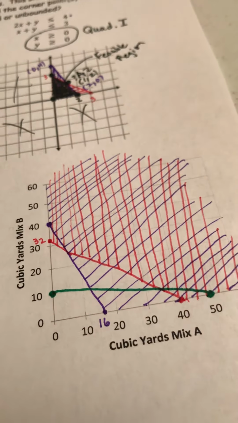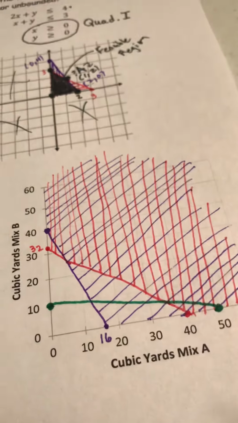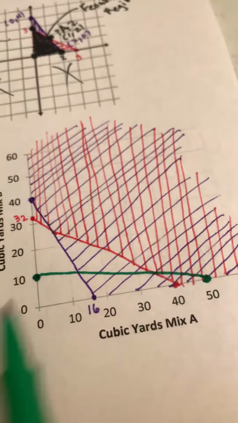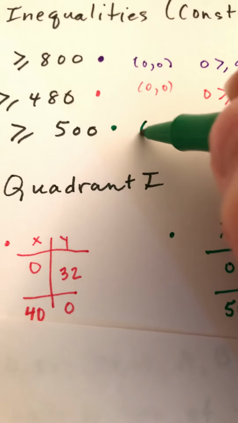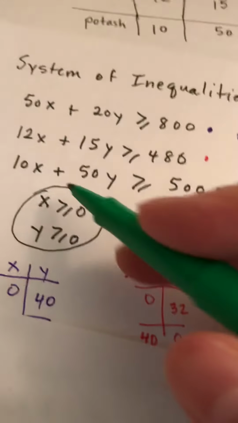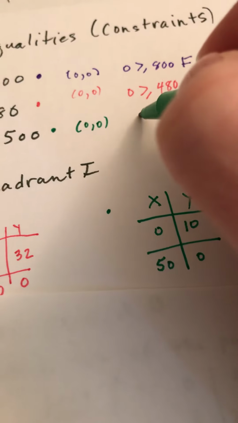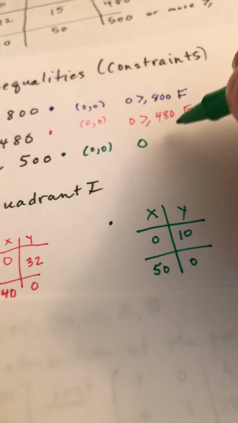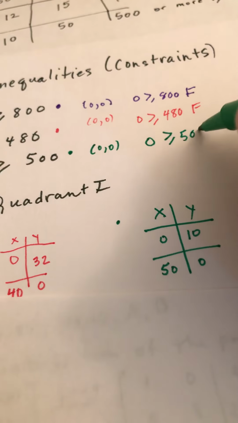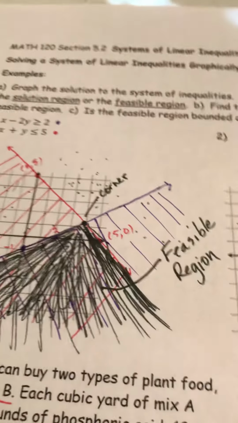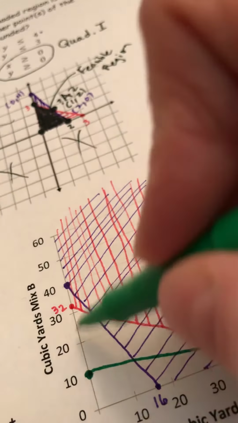Yep. Okay, now I need to know which side to shade my green on. And you may already know. I'm going to put the 0, 0 into the inequality over here. So 0, 0 back in here. And that gives me 0 is greater than or equal to 500. That is false. So I have to shade on the other side. So here we go. I'm going to shade on this side of the green.